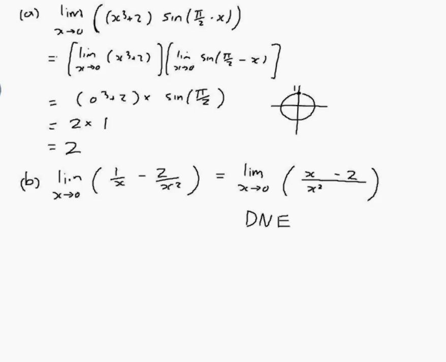And I should always put my reason down, so let's say because the limit as x approaches 0 of the top, so the limit as x approaches 0 of x minus 2 is equal to minus 2, and the limit as x approaches 0 of the bottom, so the limit as x approaches 0 of x squared is 0, and that's the reason why it doesn't exist.